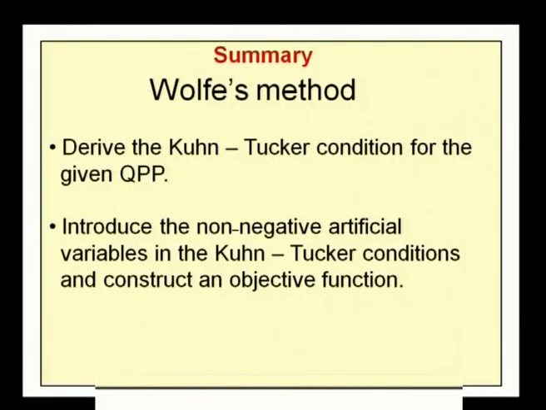So, using Wolfe's method, we can obtain the optimal solution to the given quadratic programming problem. So, Wolfe's algorithm is, first we have to derive the Kuhn-Tucker conditions for the given quadratic programming problem and convert it into a linear programming problem. Then with the help of the two-phase simplex method, we can obtain the optimal solution to the given linear programming problem, which satisfies the complementary slackness condition, which is the optimal solution to the given quadratic programming problem.